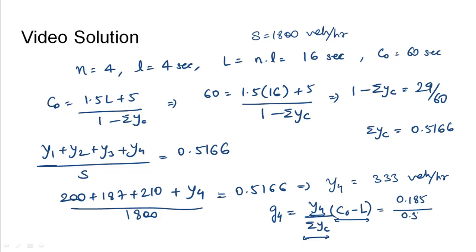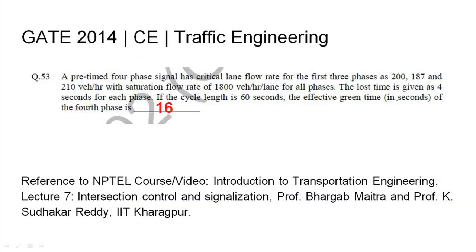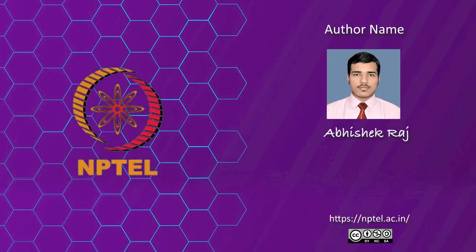This will be divided by the sum, that is 0.5166, which was obtained here, and this will be operated with 60, that is the cycle length, minus lost time, that is 16. This would give the value as 15.76 seconds, which can be taken as 16 seconds for the 4th phase. So the effective green time for the 4th phase is 16 seconds. The relevant NPTEL reference is cited.